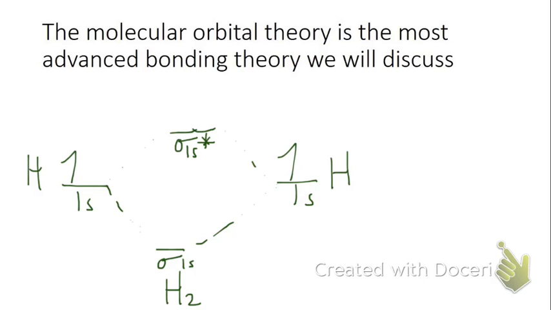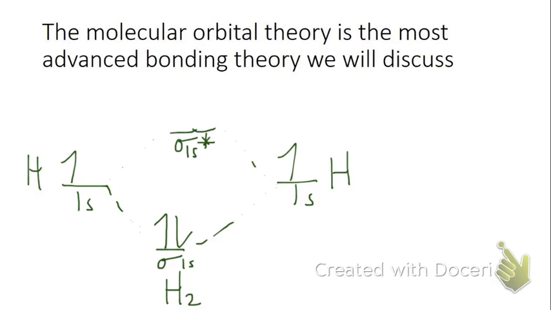And then we take the total number of electrons and start filling them in again, according to the Aufbau principle, from the bottom to the top. So we're going to put one here from the hydrogen on the left, and one here from the hydrogen on the right. That's all we can do.